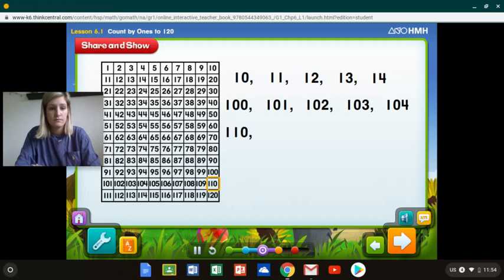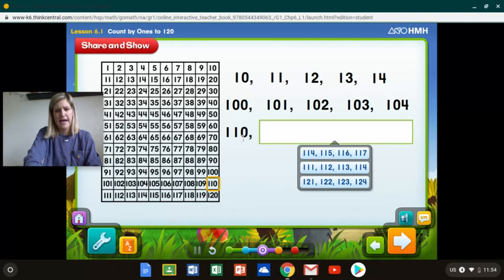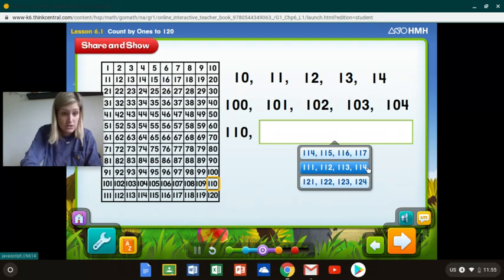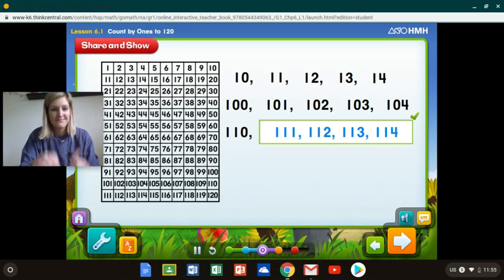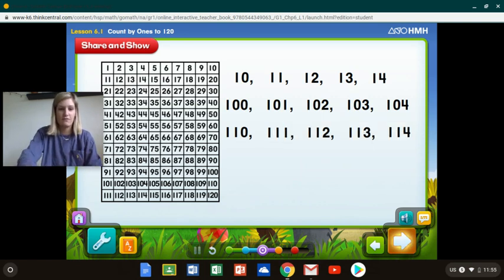So now we need to go over here and find what makes sense. Let's see. 110, 114. Does that make sense? No. Let's try the next one. 110, 111, 112, 113, 114. Now that one sounds right, but let's make sure we always check all of the answers. 110, 121. No. So we know it's that middle one. Let's give it a click. You're right. The correct counting sequence after 110 is 111, 112, 113, and 114. We got it, friends.